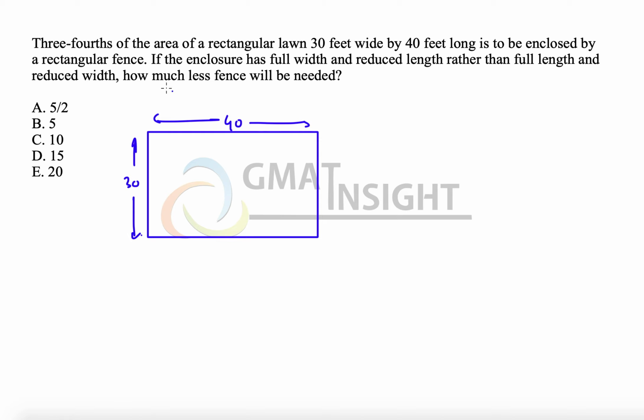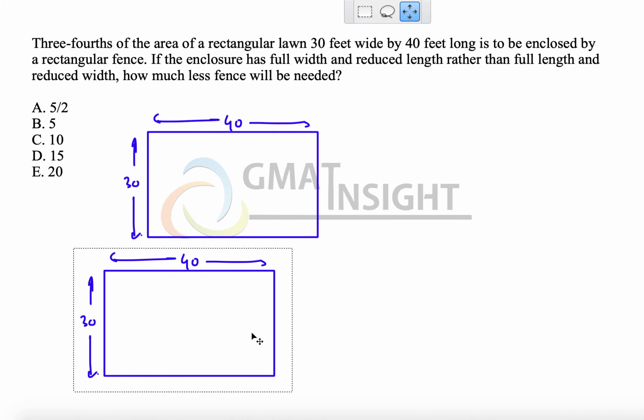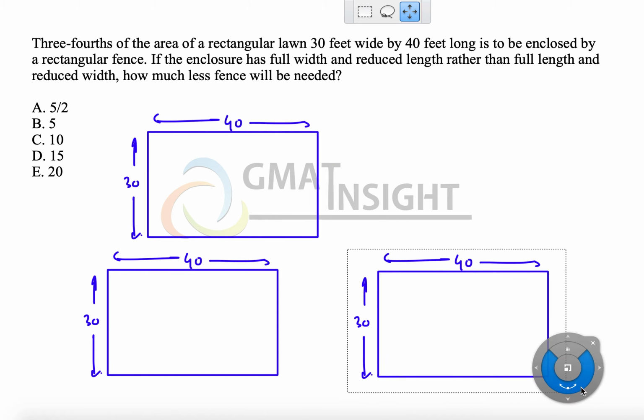Now the question says if 3/4 has to be enclosed by a rectangular fencing, so we have to enclose 3/4 of its area if the enclosure has full width and reduced length, and full length and reduced width. So here the question is talking about two different cases. Alright, so let's quickly take case number 1, and for these two cases, because I have to draw the same rectangular field, let me just quickly copy this diagram for two cases. Now here I will draw case number 1, and here I will draw case number 2.